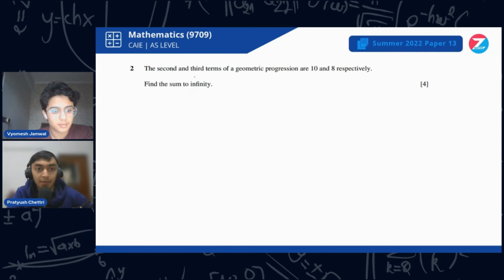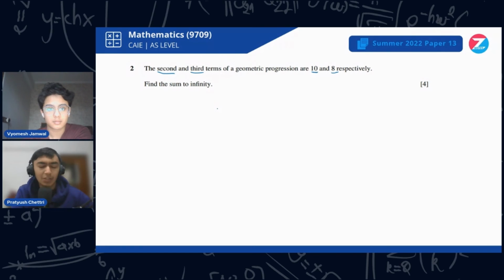Sorry, should I do this one? Yeah, okay. The first, okay, so this is the word question. They've given you some hints. Second term is this, third term is this, respectively.